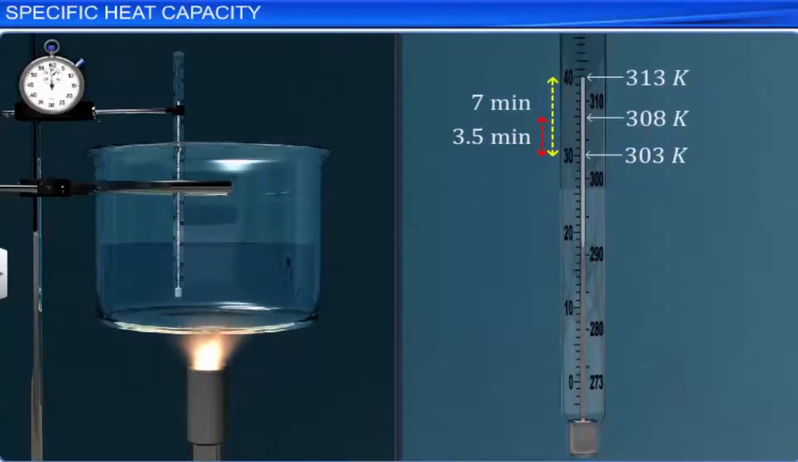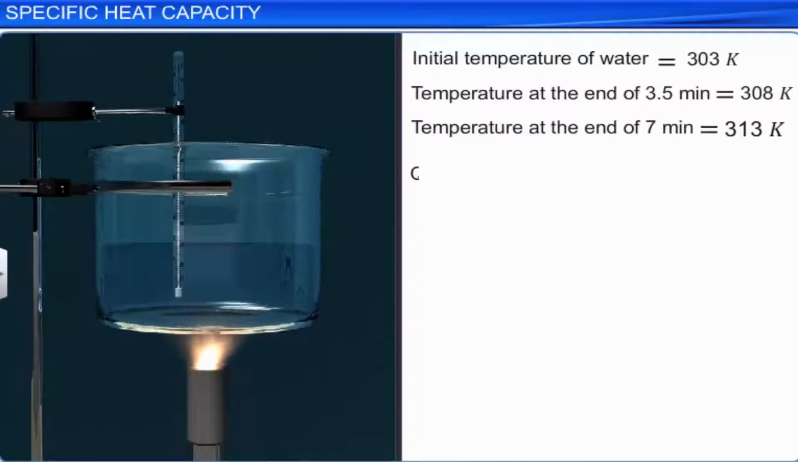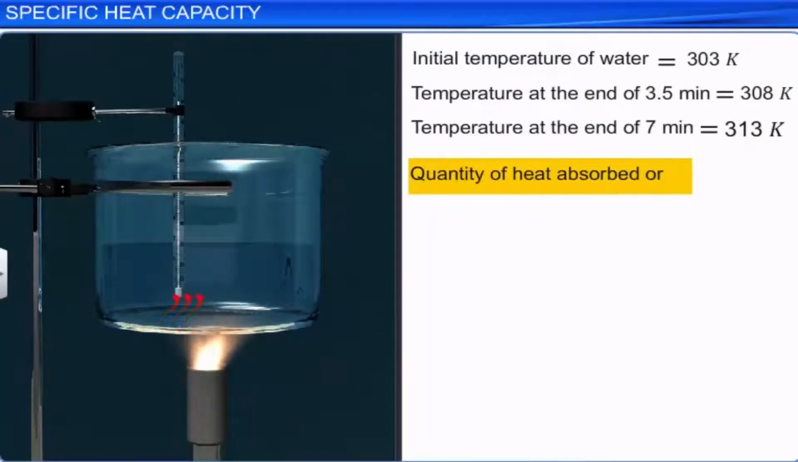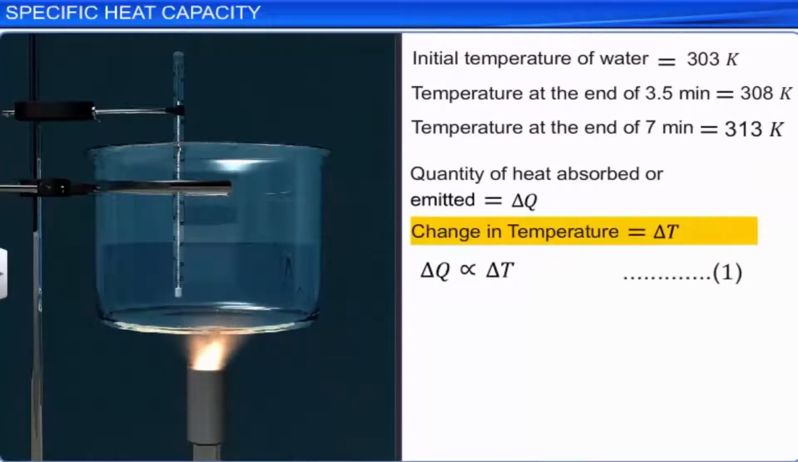the amount of heat absorbed for a rise in temperature of 10 Kelvin is double the amount of heat absorbed for a rise in temperature of 5 Kelvin. This means the quantity of heat absorbed or emitted, delta Q, by a body is directly proportional to its change in temperature, delta T. Let this be equation 1.